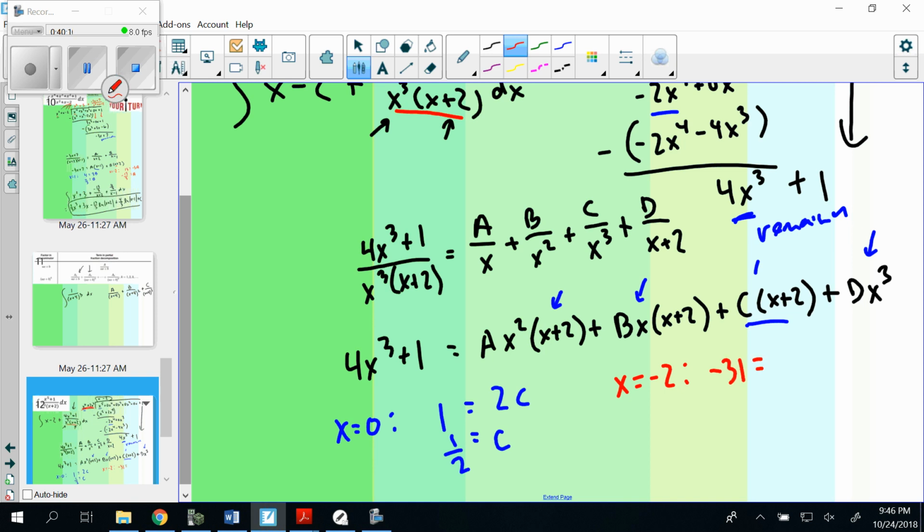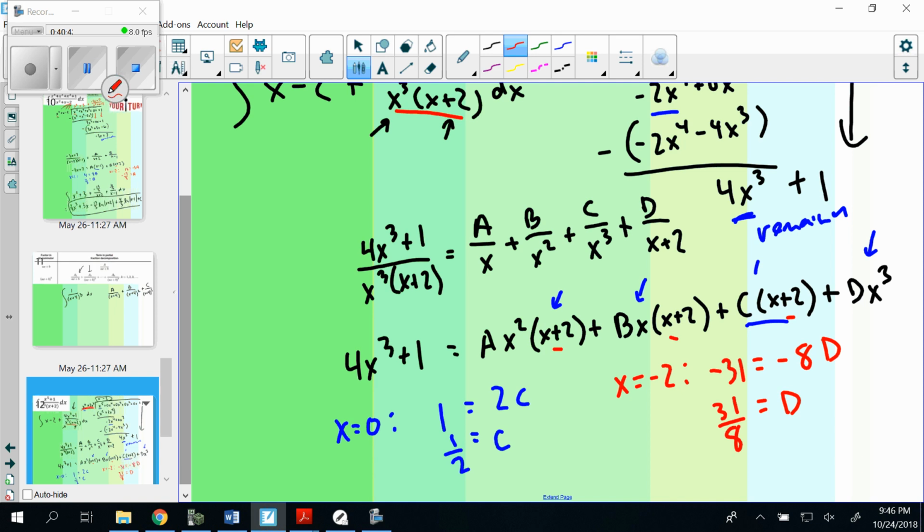Going through, this would be gone, this would be gone, this would be gone. The only one left is this d term, so we'd have negative 8d if we put negative 2 in there and cubed it. So we can find d as well here. D ends up being 31 over 8. Now, those were the only two numbers that eliminated stuff here, but we haven't found b and a.